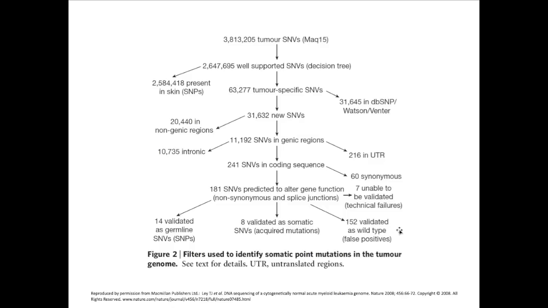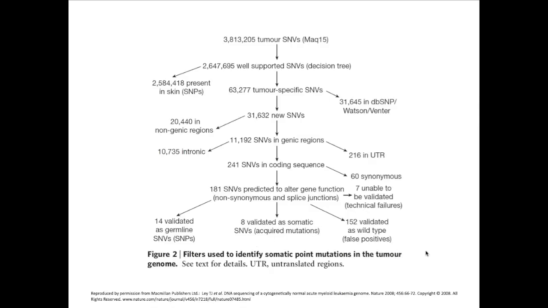152 of the 181 turned out to be also present in the wild-type sample when they resequenced. So they were just false positives. They didn't pick up in the tumor, they didn't pick up in the germline sample from the skin that those variants were also present there. And they found 14 were validated as germline single nucleotide variants, and 8 were validated as somatic single nucleotide variants, or these are ones that you truly had good evidence that they were probably acquired mutations in the leukemia.